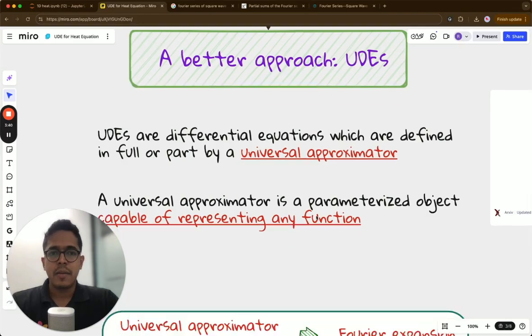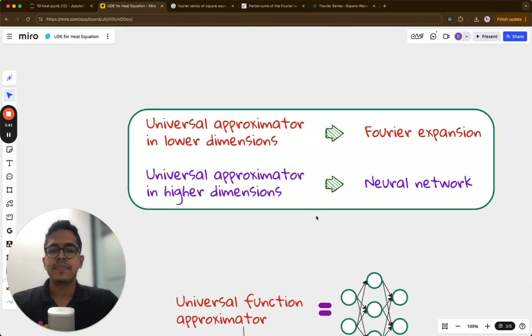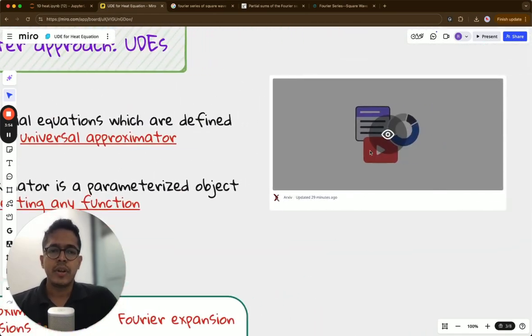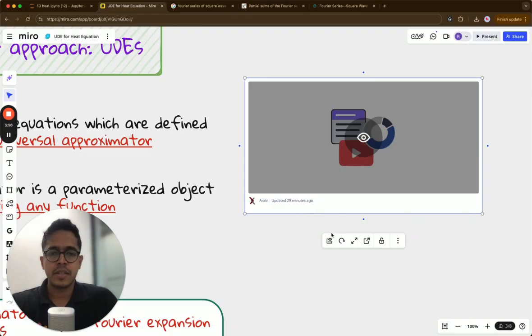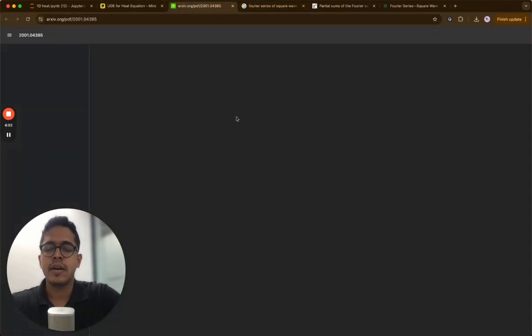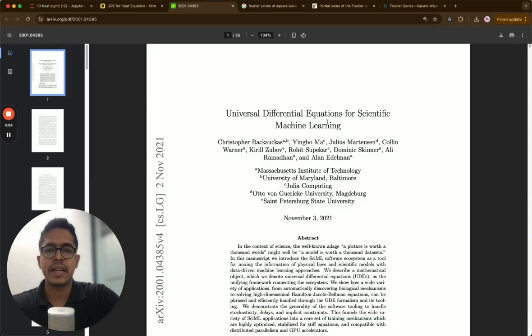So today we'll be looking at neural networks as universal function approximators to be used in the structure called universal differential equations. So why do I call it a universal differential equation? There is this beautiful paper written by a team of researchers from MIT. Let me see if I can open this. This is published in arXiv on universal differential equations for scientific machine learning.